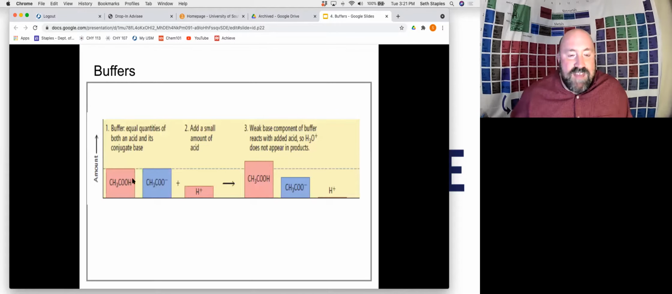And so we can see an example here. Here's our acetate buffer. So we have some acetic acid here and some of the acetate ion. We add a little bit of acid, and then what's going to happen is the base is going to react with that. So we lose a little bit of the base and we increase a little bit of the acetic acid. But the important part is that the H+, that added acid, is now neutralized and gone. And so that's going to help us keep our pH at the same level that it was.